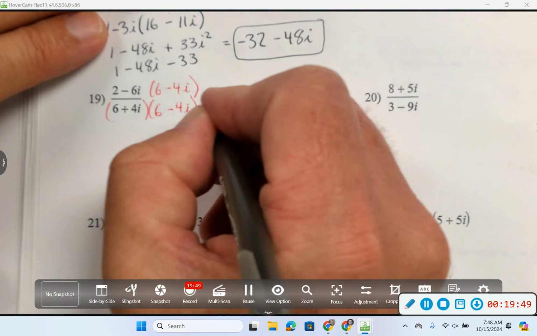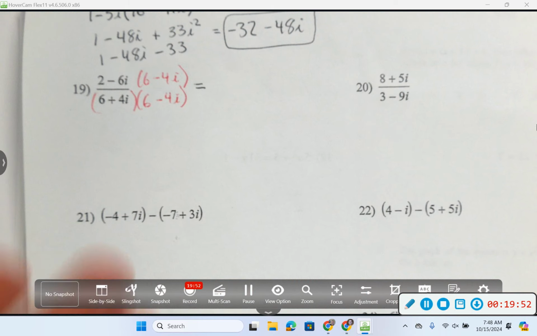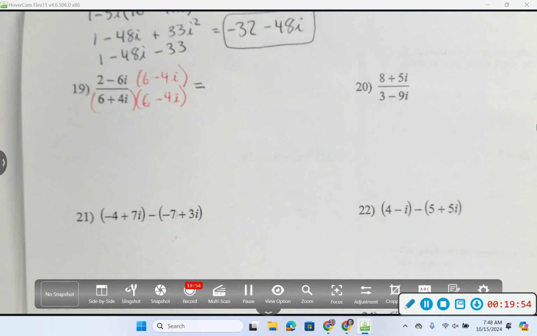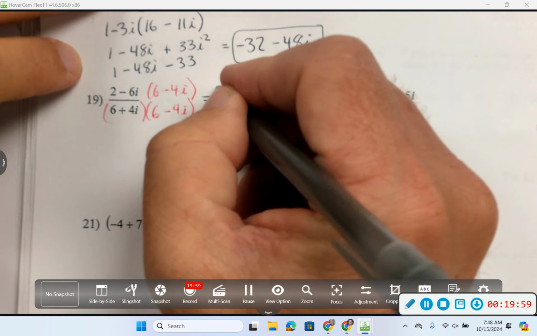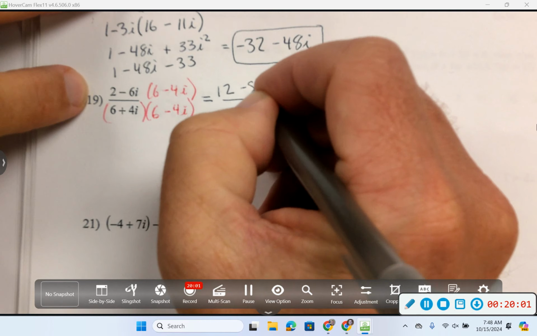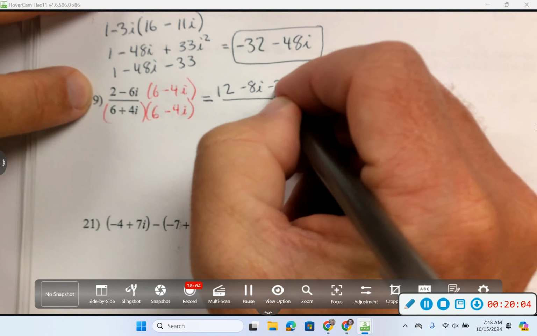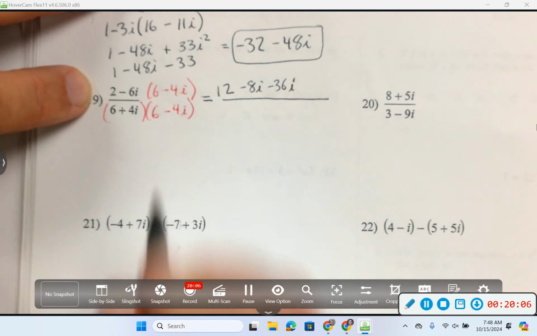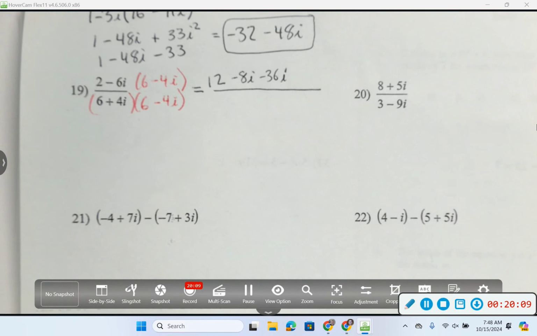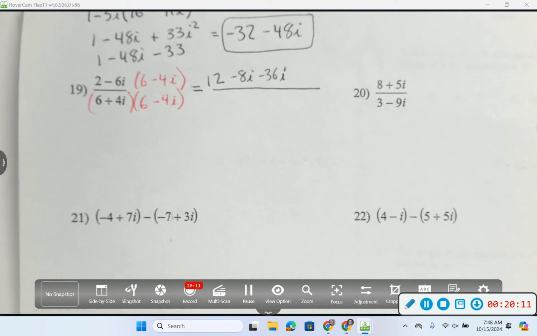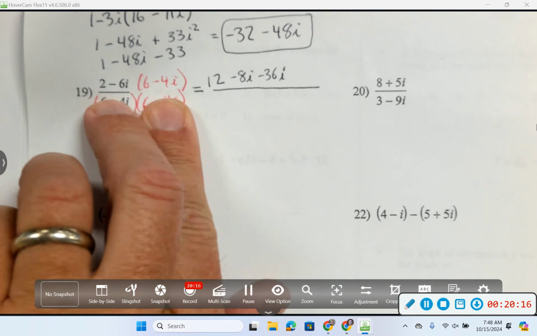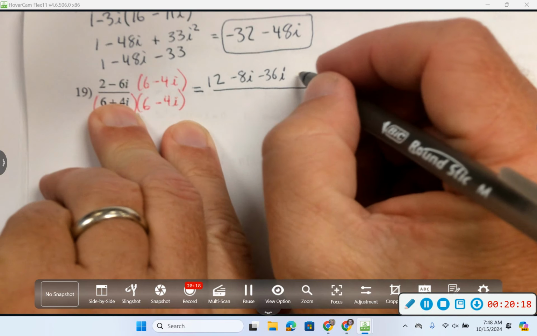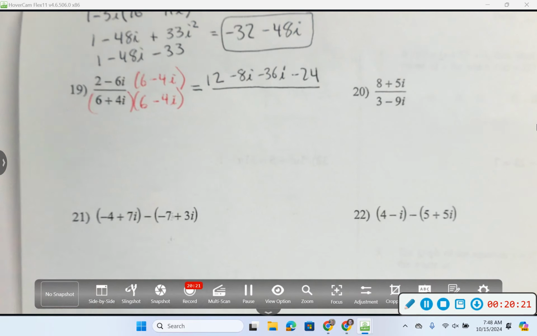Here's another example of one that's concept-wise not hard. Like that's the concept. Multiply by the conjugate. The process, be careful. Hope we don't make any silly mistakes here. 12 minus 8i minus 36i. Here I go again. Do we want to skip steps or not? Yes. 16. Negative 6i times negative 4i minus 24 is minus 24. Yeah. Because it's plus 24i squared.